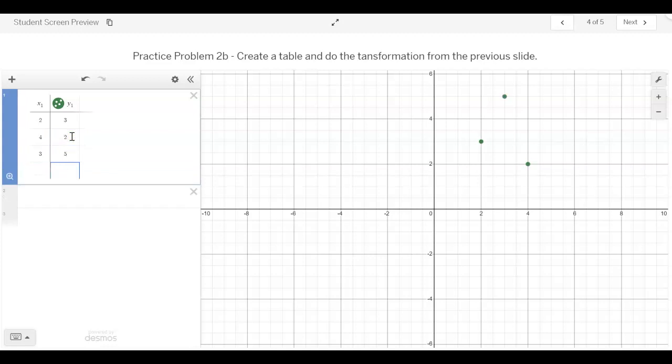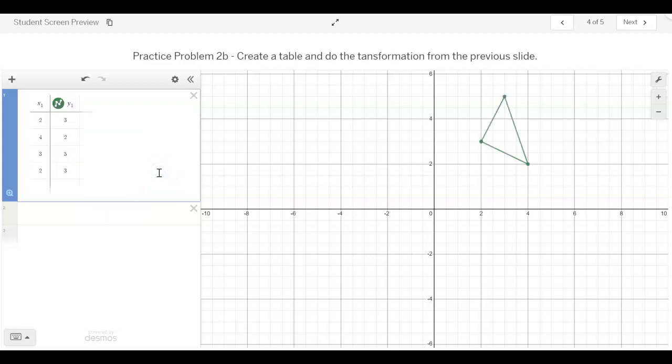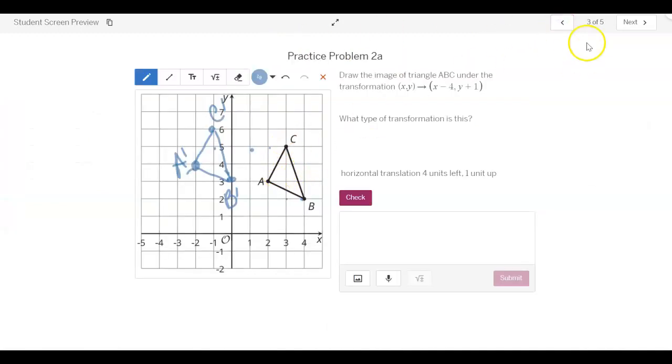And remember, at the end, we want to make it into a shape, a polygon or a triangle. So you have to make sure that you go ahead and put the first coordinate also as the last coordinate. Click and hold the colorful circle with white dots and turn on the lines. That way we'll have our triangle. So this triangle should look like this triangle ABC on the previous slide.